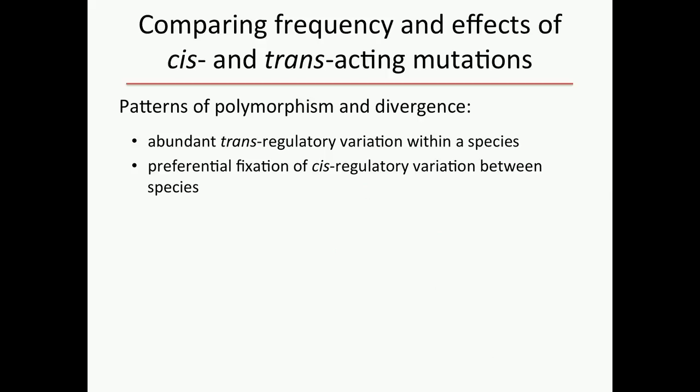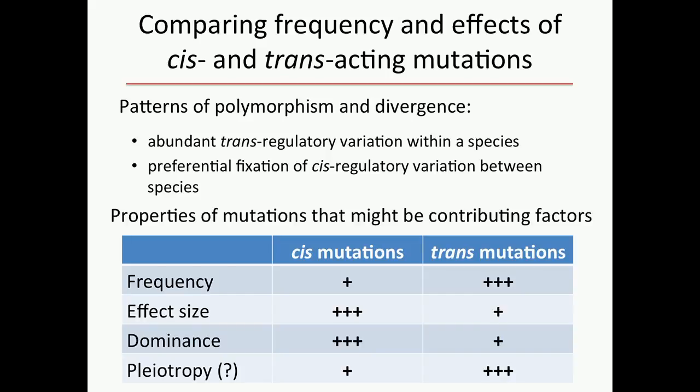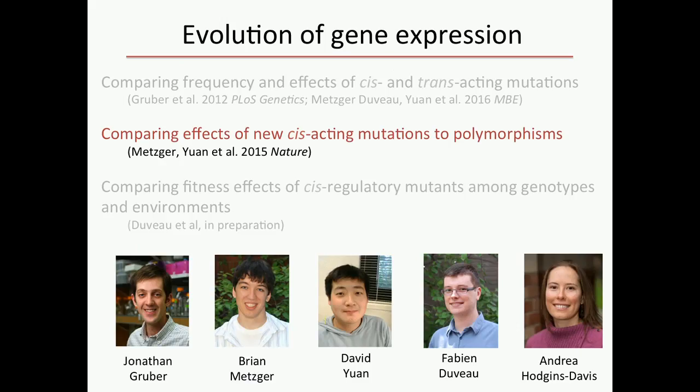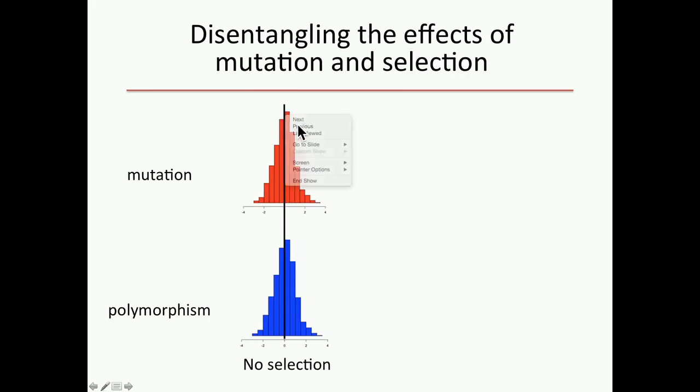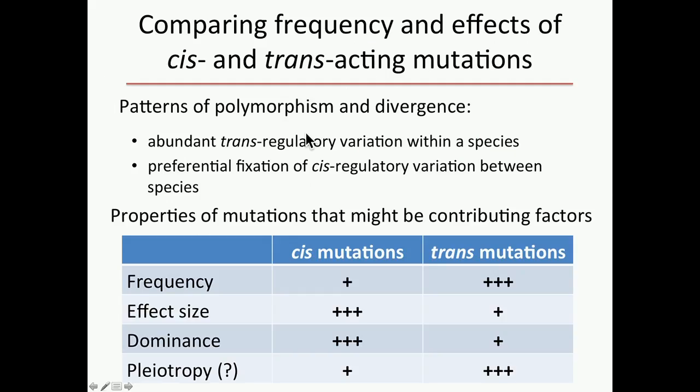So the patterns of polymorphism and divergence that I told you we observed in yeast, and we've seen in flies and other groups as well, where there seems to be a lot of trans-regulatory variation within a species, but when we look over increasing divergence times, cis mutations seem to accumulate preferentially. And we think that these mutational properties might be part of the explanation for that pattern. So for instance, trans-regulatory mutations arise more frequently, but cis-regulatory mutations tend to have a larger effect when they do arise. They also tend to be dominant, and so selection can see them more easily and act on them.